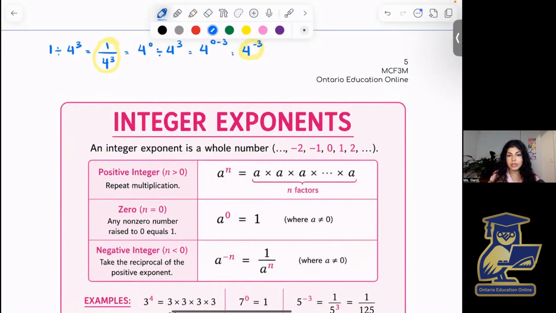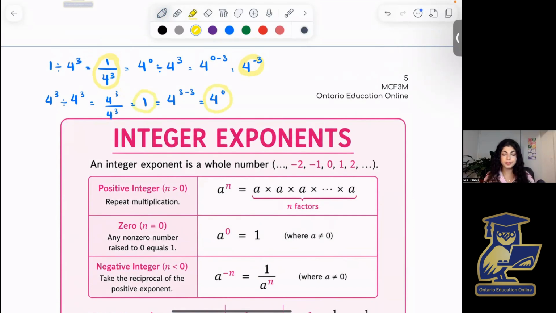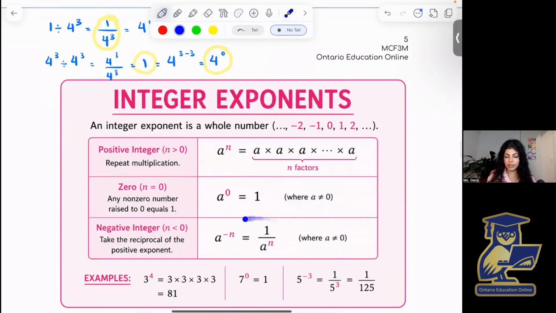Now, I can also use this to show you why a to the power of 0 is equal to 1. So consider 4 to the power of 3 divided by 4 to the power of 3. So we know that this is 4 to the power of 3 over 4 to the power of 3. This is just 1, right? Because anything divided by itself is 1. But using our quotient rule, this is also equal to 4 to the power of 3 minus 3, which is 4 to the power of 0. So that 4 to the power of 0 is equal to 1. And that's the justification behind that.